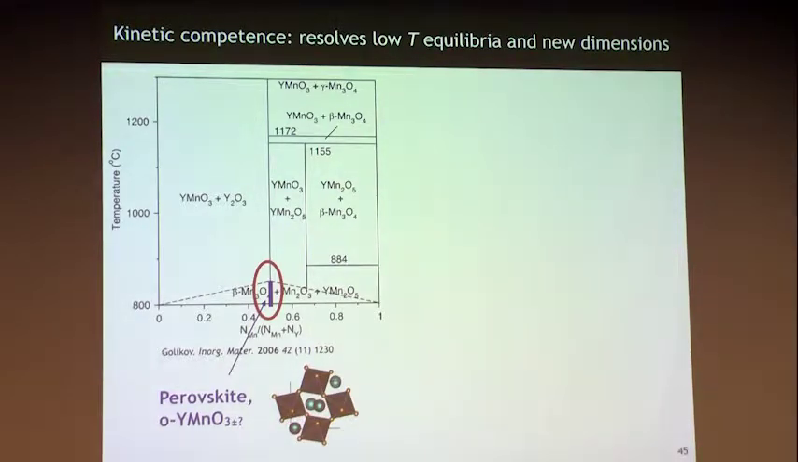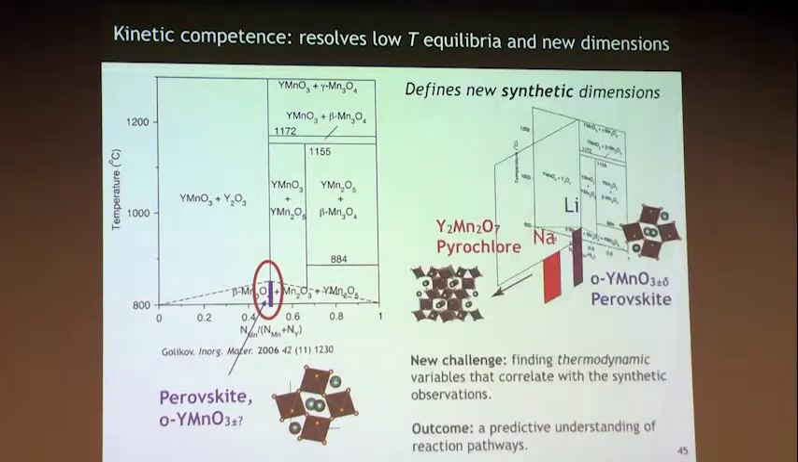So to just give you a quick summary of what we've found in this one little story, we're really starting to appreciate this idea of kinetic competence. We need precursors that are actually reactive at lower temperatures. It can resolve low temperature equilibria and new synthetic dimensions. So we found maybe this phase diagram needs a new phase there.